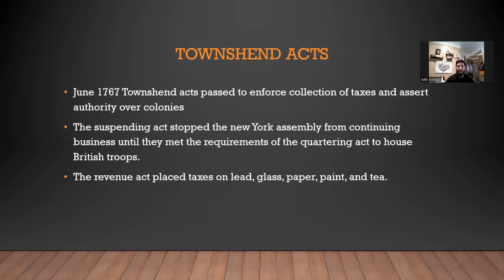A lot of troops were still unhoused, or the colonists were still just causing a fuss over the Quartering Act. So the Suspending Act stopped the assembly from continuing business until they followed the Quartering Act. And then there was also a Revenue Act that was passed, and it placed taxes on goods such as lead, glass, paper, paint, and also tea.